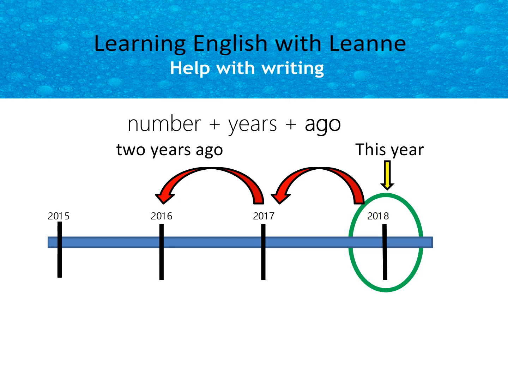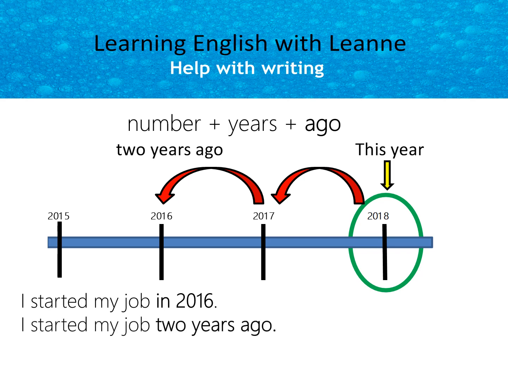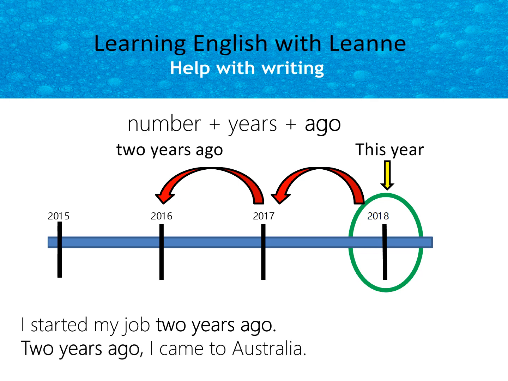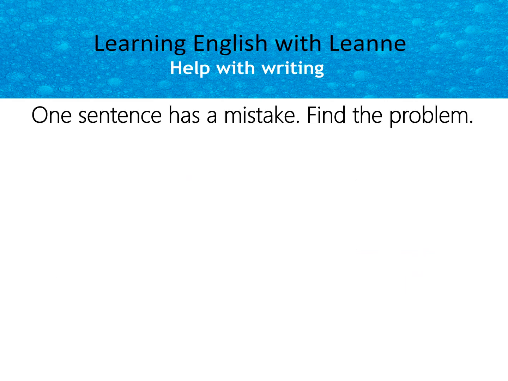Here's another example, but we'll look at 2 years ago. So this year is 2018. We go back 2 years. 1, 2, 2016. I'm going to write a sentence using ago. I started my job 2 years ago. Or another example, 2 years ago I came to Australia. You can use it first or last in your sentences.